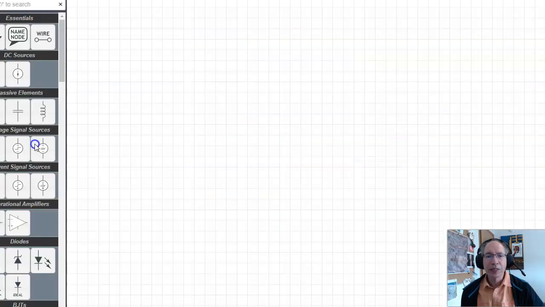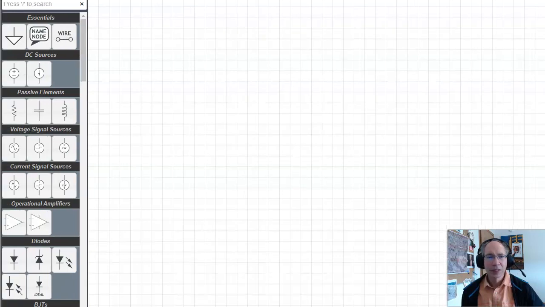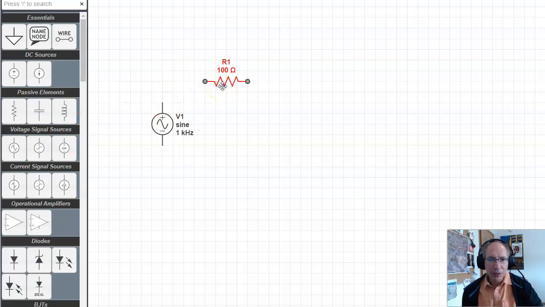If I build this in Circuit Lab, you just take an AC source. If I use two resistors and a ground, connect all these up.